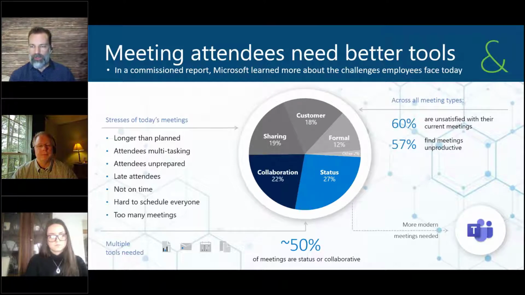So just some more statistics on meetings and Teams. I think, why aren't meetings successful online? They're long, people aren't always prepared. People come late. Scheduling is difficult. People are unsatisfied with their current meetings. And we're going to show some of the ways Teams can overcome some of these statistics. So just some more information to focus on why Teams.